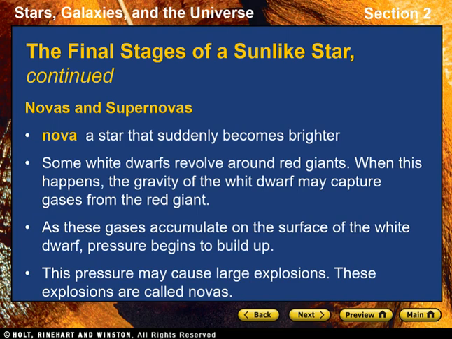A nova may cause a star to become many thousands of times brighter than it normally is. However, within days, the nova begins to fade to its normal brightness. Because these explosions rarely disrupt the stability of binary stars, the process may start again and the white dwarf may become a nova several times.